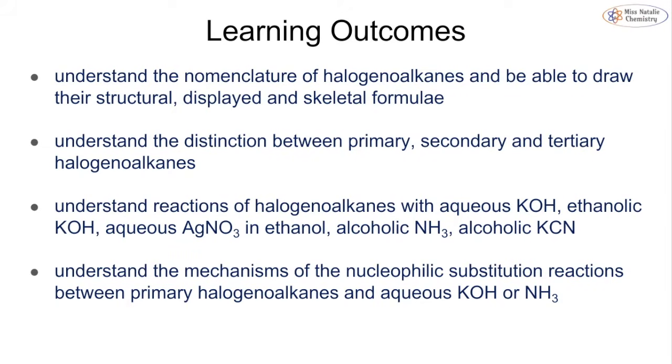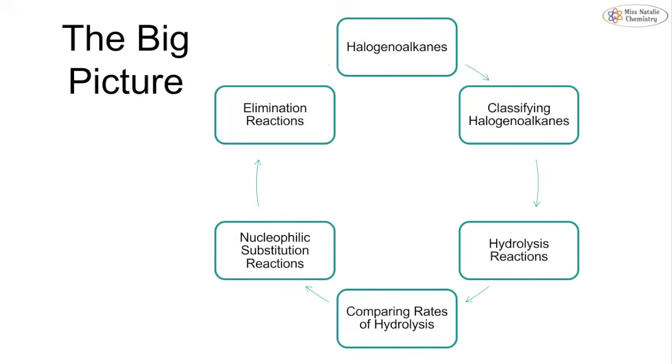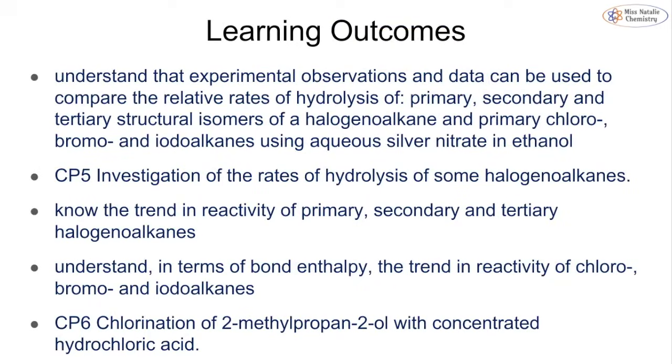So we need to be able to go over the nomenclature, and we need to be able to draw the structures of our halogenoalkanes. We have to be able to classify the different halogenoalkanes, looking at their reactions and some mechanisms, as well as looking at the relative rates of hydrolysis of our primary, secondary and tertiary, or our chloro, bromo or iodoalkanes. There are 2 core practicals within this topic, core practical 5 and core practical 6.